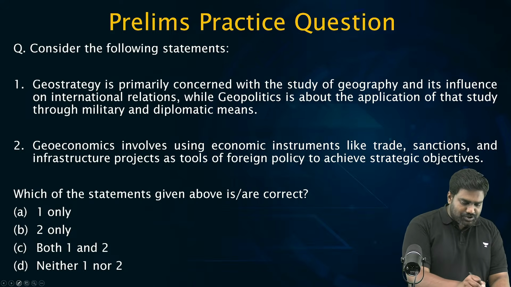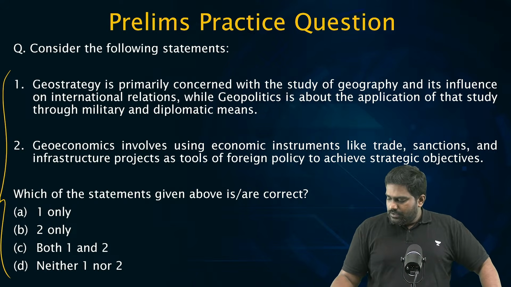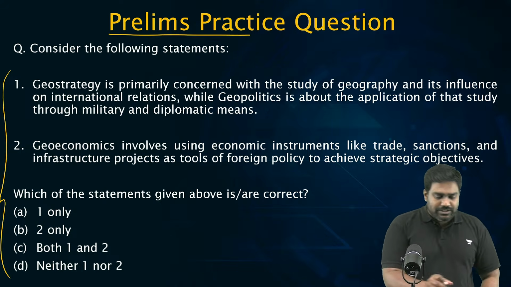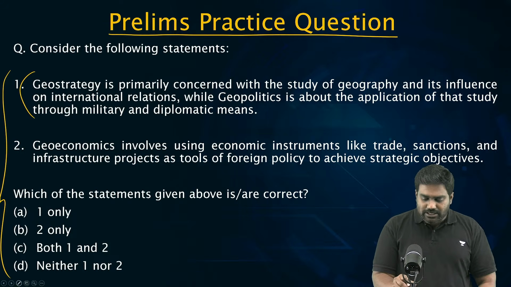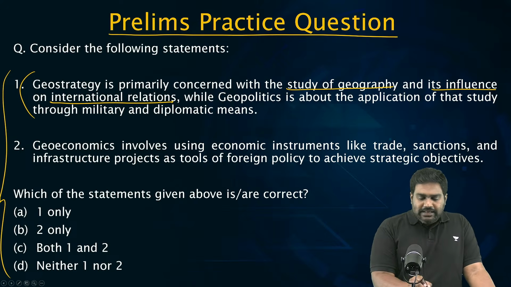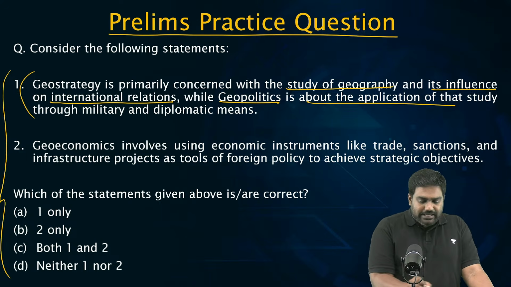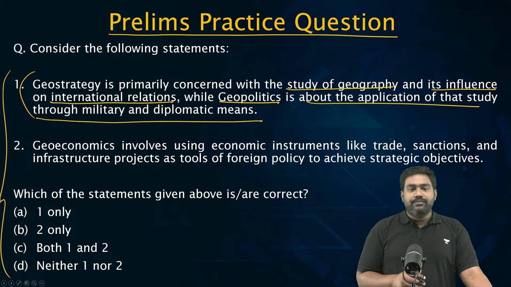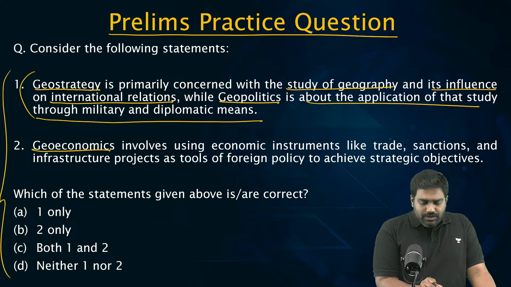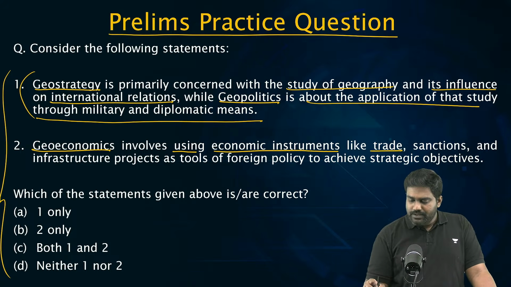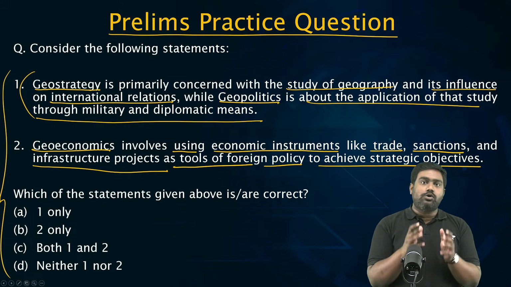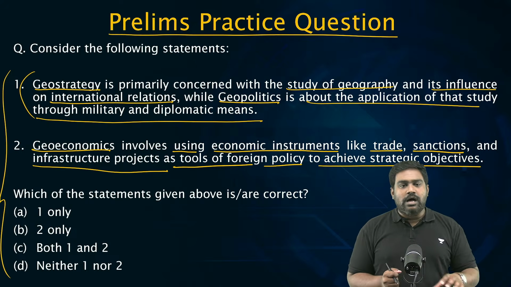Now take up this practice question. There might be a question asked on these lines. So read the question carefully. Consider the following statements. Geostrategy is primarily concerned with the study of geography and its influence on international relations, while geopolitics is about the application of that study through military and diplomatic means. Is this correct or not? Then the second statement says geoeconomics involves using economic instruments like trade, sanctions, infrastructure projects as tools of foreign policy to achieve your strategic goals. Which of the statements is or are correct? What's the right answer?